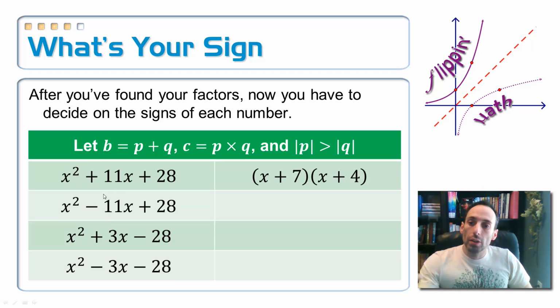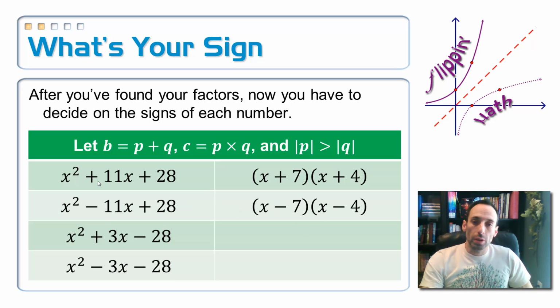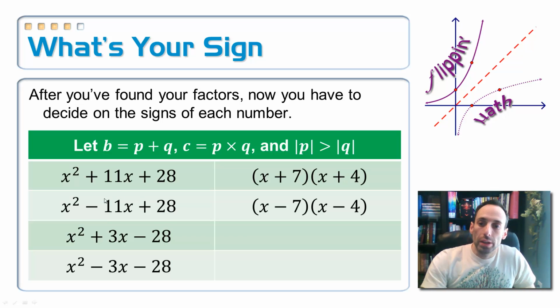Now look at the second one: x squared minus 11x plus 28. It's the same two numbers, 7 and 4, but this time they're both going to be negative. They're both negative because negative 7 times negative 4 gives me a positive 28, and whenever I add the two negatives, it gives me a negative 11.